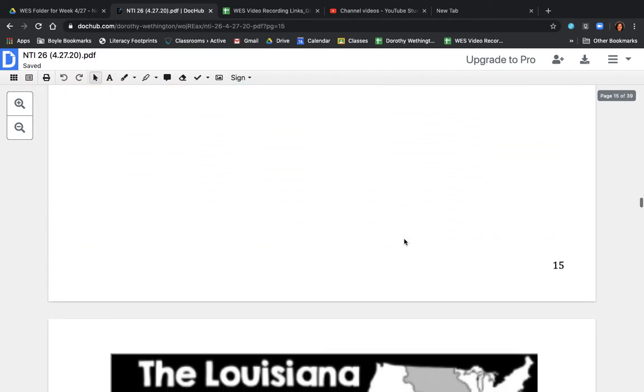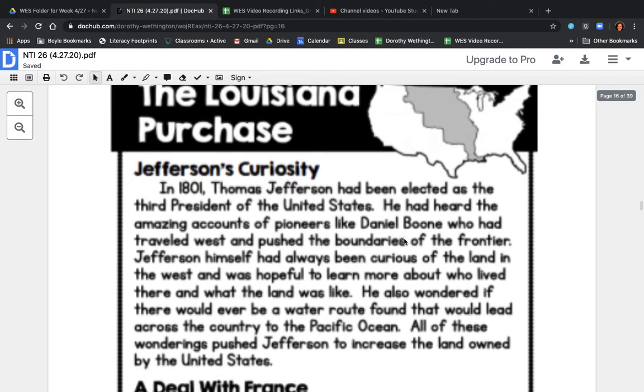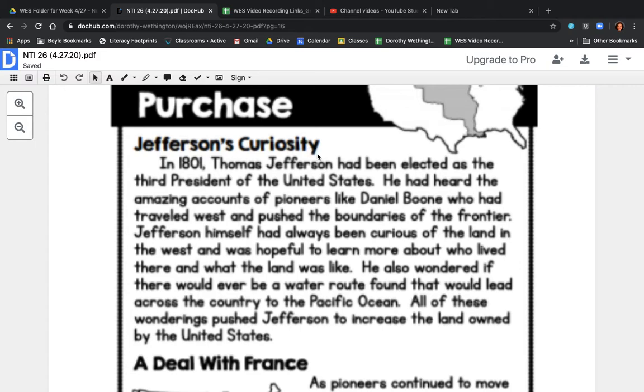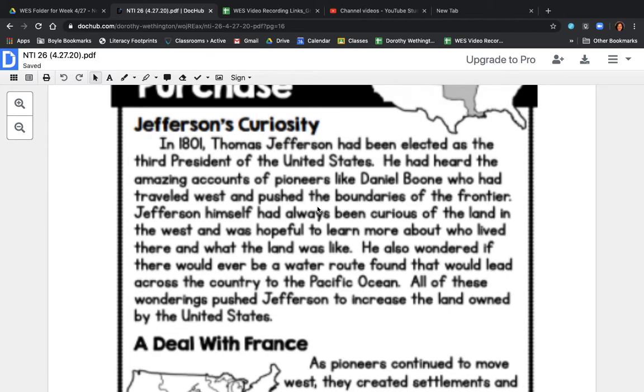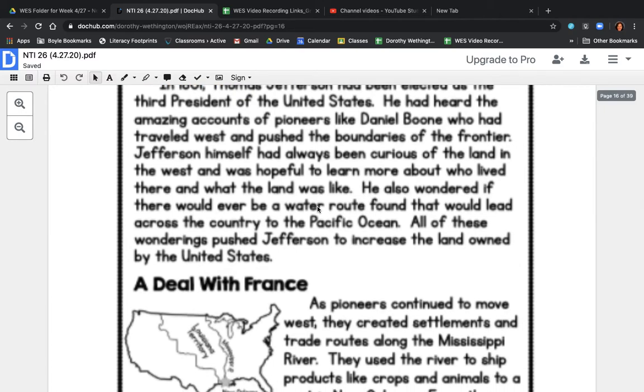More land. The Louisiana Purchase. Jefferson's Curiosity. In 1801, Thomas Jefferson had been elected as the third president of the United States. He had heard the amazing accounts of pioneers like Daniel Boone, who had traveled west and pushed the boundaries of the frontier. Jefferson himself had always been curious of the land in the West and was hopeful to learn more about who lived there and what the land was like.